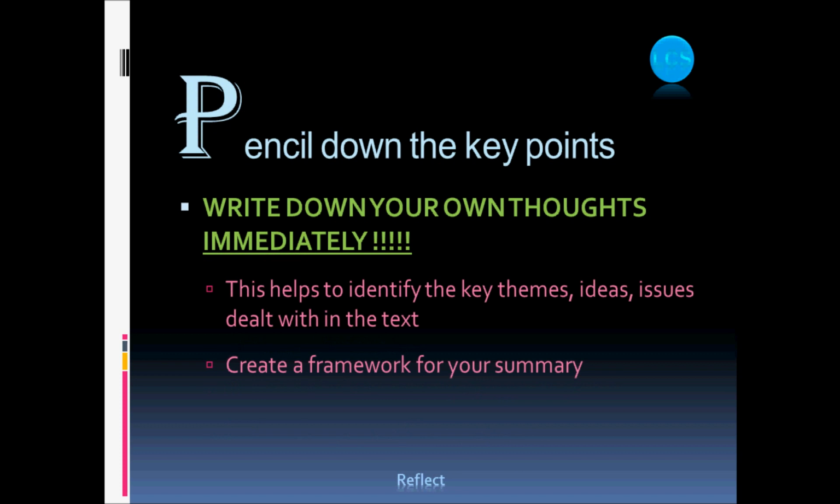The next step is to pencil down the key points. Now, what we mean by penciling down the key points is that you know that it is going to change. Now, obviously, if you're using a word processor, that is much easier, and so you can set down your thoughts immediately as you're proceeding through the article. So this helps to identify the key themes, ideas, issues dealt with in the text, and it helps create a framework for your summary. But remember that it needs to be fluid and flexible, and you'll see why in a minute.